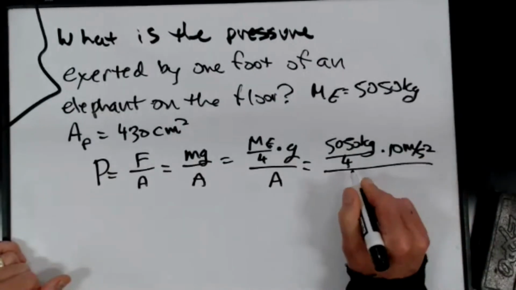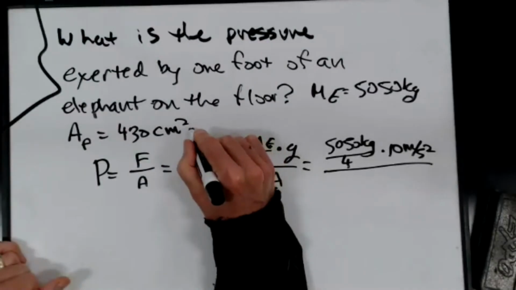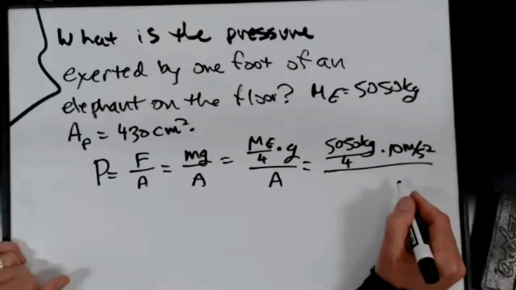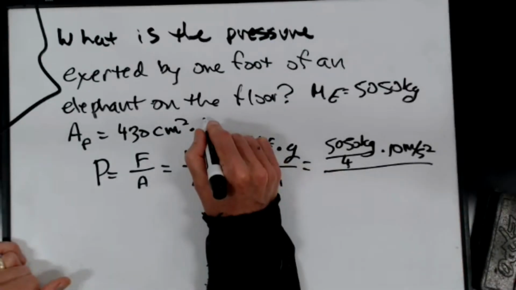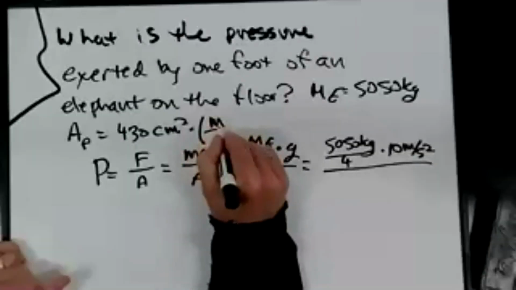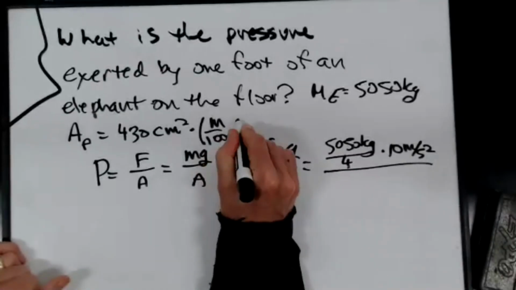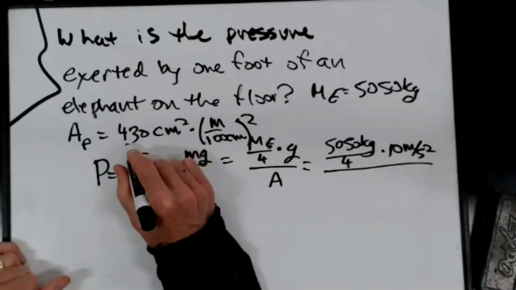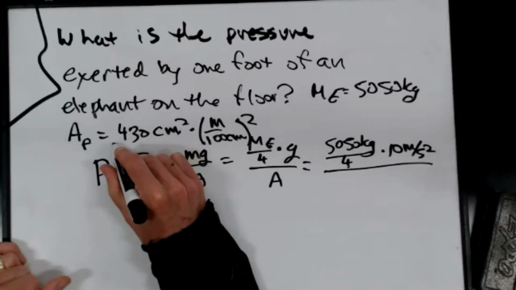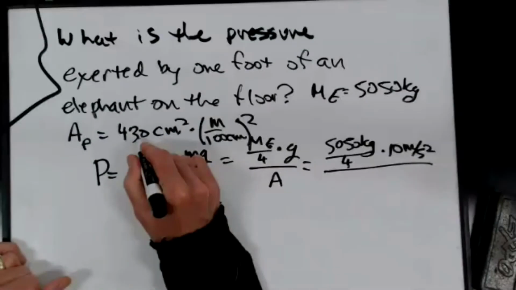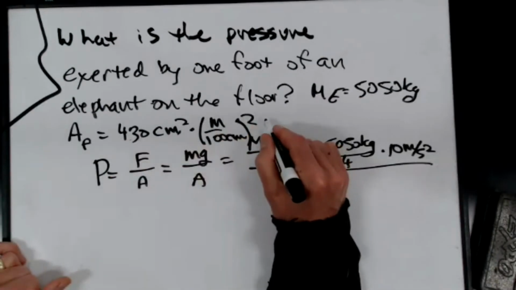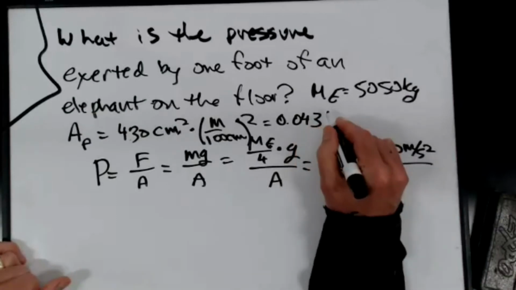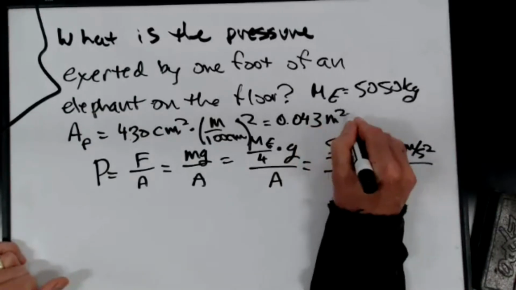And I have to be a little careful with this area, right? If I want to convert that into square meters so that I have SI units all the way through, I have to multiply it by a meter over 100 centimeters, but I have to square it because I've got centimeters squared. And so I'm dividing this by 10,000. And so that's equal to 0.043 meters squared.